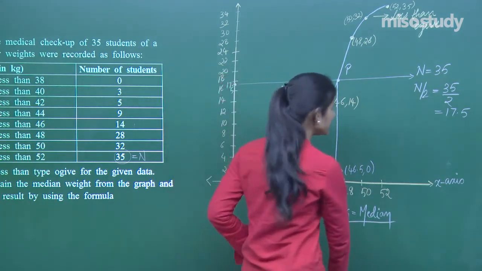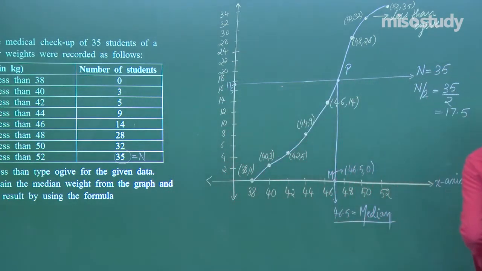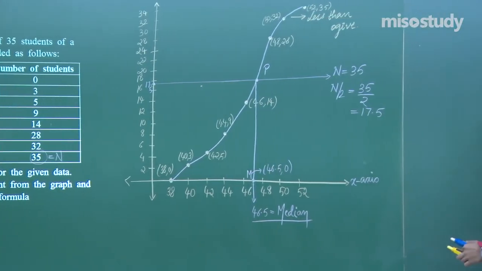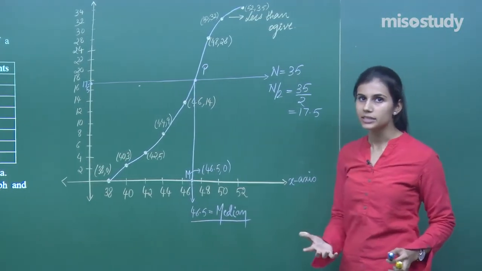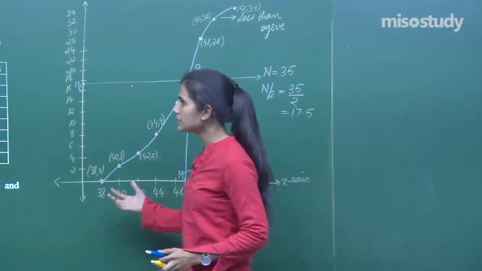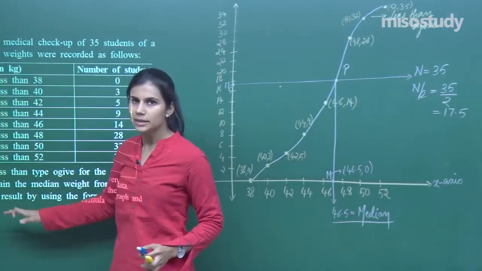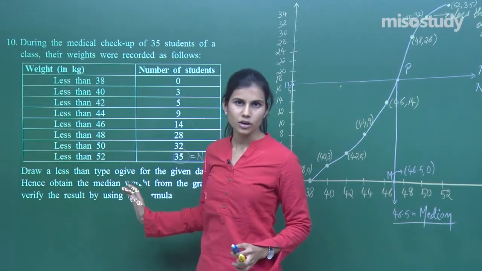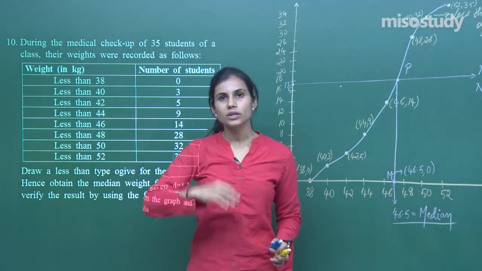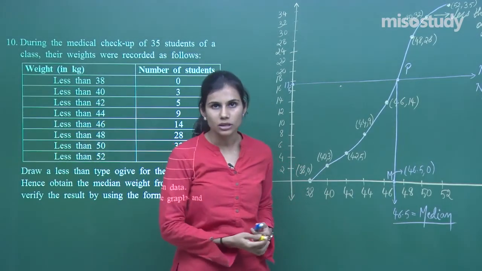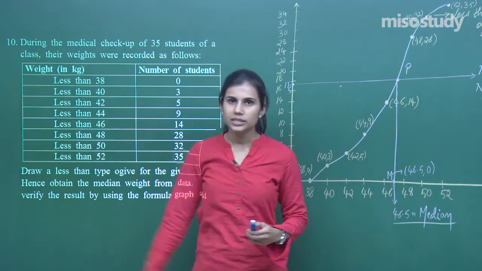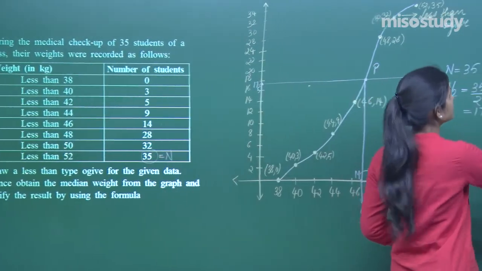Now let's evaluate the median by our actual method. In order to get the median from the actual method, we need the median class, which is a class interval. Right now I don't have class intervals with me. From the less than table and the cumulative frequency column, how can you get your actual class interval column and frequency column? Let's see. Now less than 38, let the first entry remain as it is.